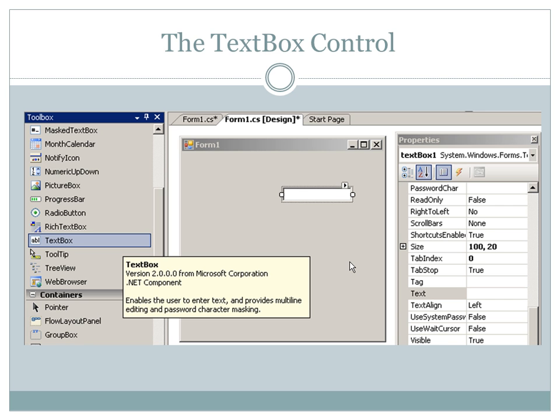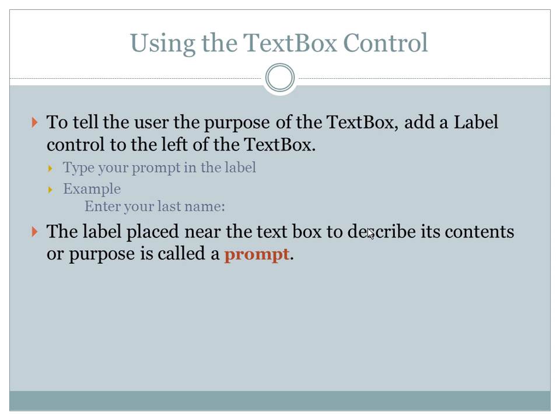Again, the text and the alignment is going to be what would be actually showing up in that white area inside the box. So instead of that, what we're going to use is called a prompt. We're going to add a label next to the text box, either to the left or the right, telling the user the purpose of that text box.